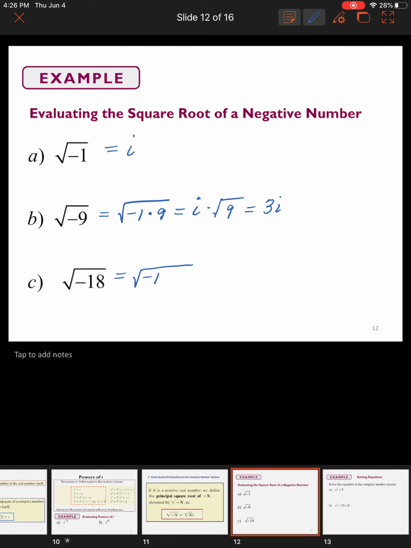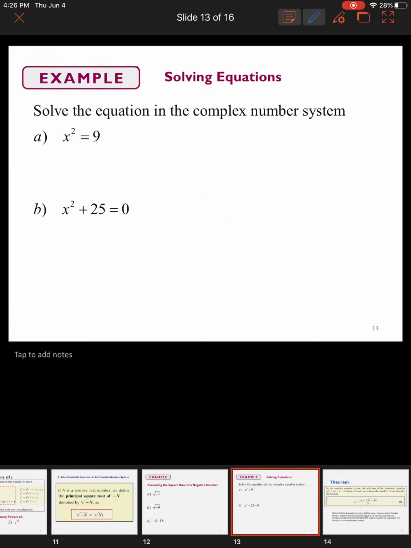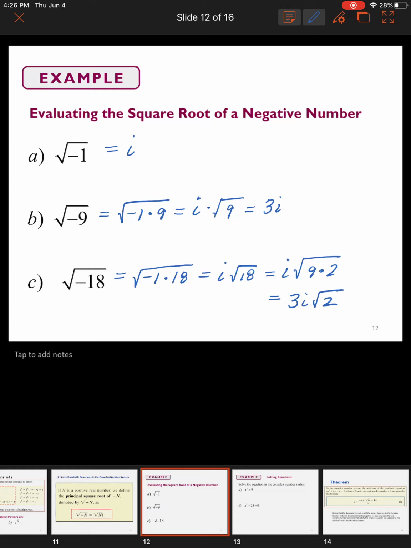Same process throughout. The square root of -1 times 18. Since we're dealing with square roots, 18 has a perfect square that will go into it. So we have i times the square root of 18. The perfect square that goes into 18 is 9, and it goes into 18 twice. So that leaves us with 3i times the square root of 2. The square root of 9 is 3, and the square root of 2 cannot be simplified. I didn't mean to change the screen that quickly. I apologize.